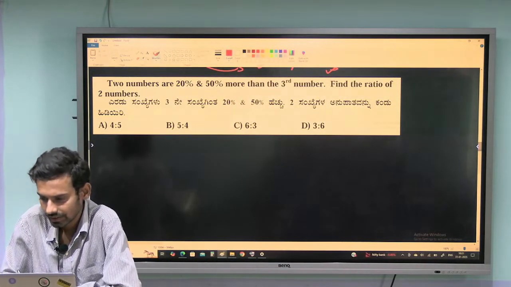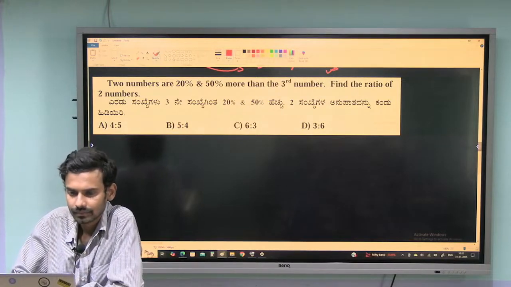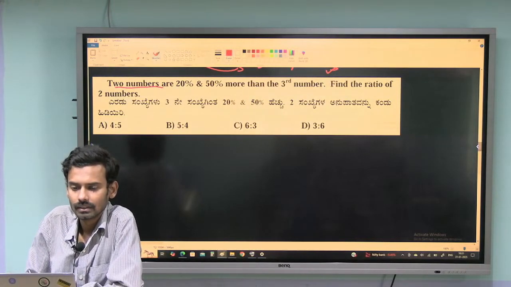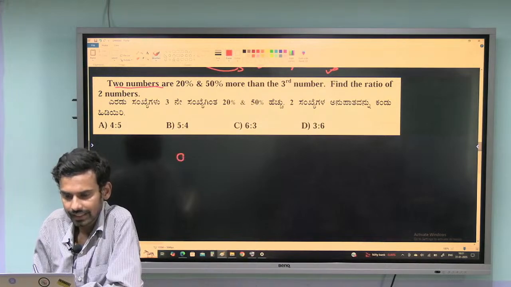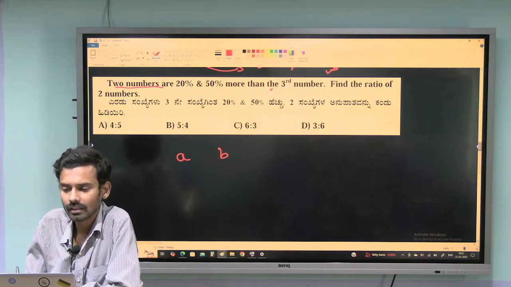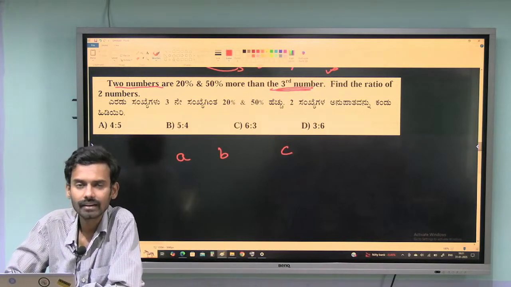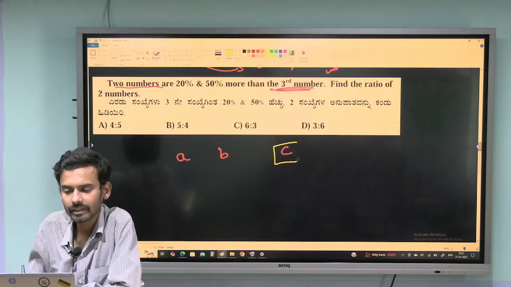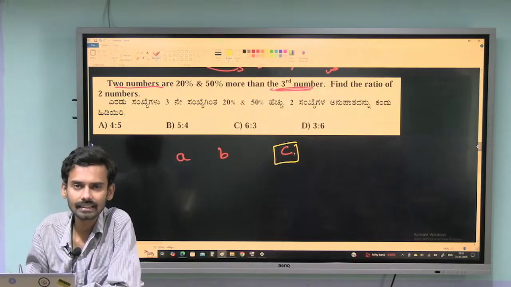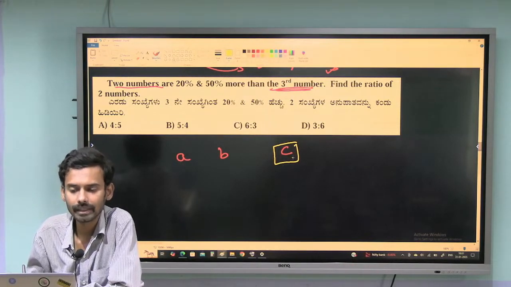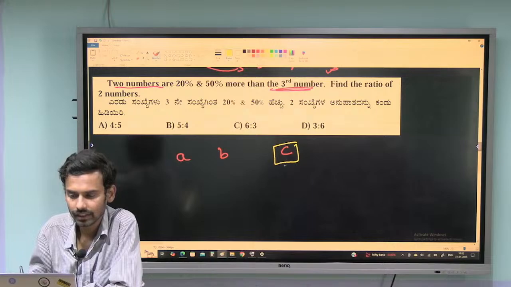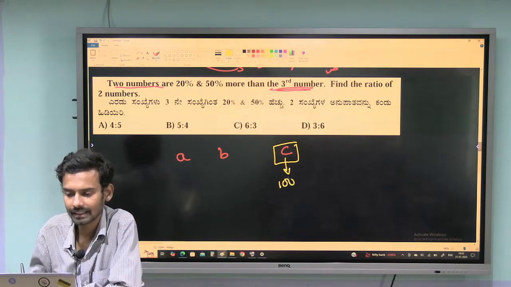See, what they are doing here is comparing two numbers, let me say A and B, to the third number, which is C. So in yesterday's class, in percentage, we have learned that what we are comparing with respect to should always be treated as 100%. Here we are comparing A and B with respect to C. So consider C as 100%.